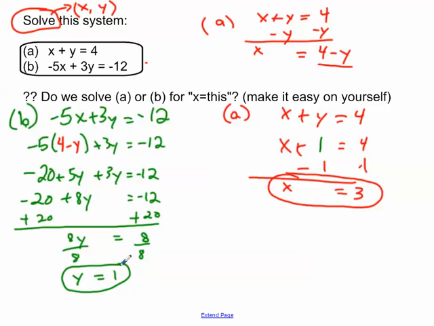Now we can double check by starting with A, and you could write it out, but you could just as easily take a look at it. 1 plus 3, or sorry, 3 plus 1 equals 4. Yes, it does. So that checks out.